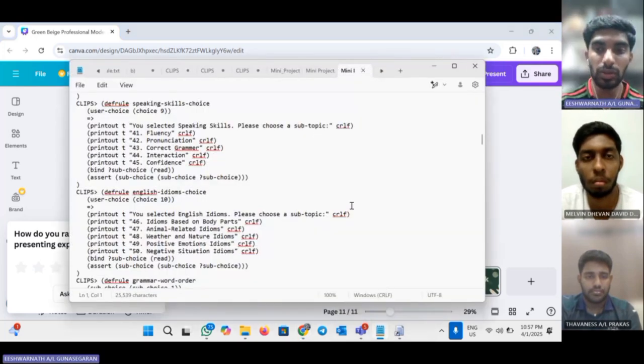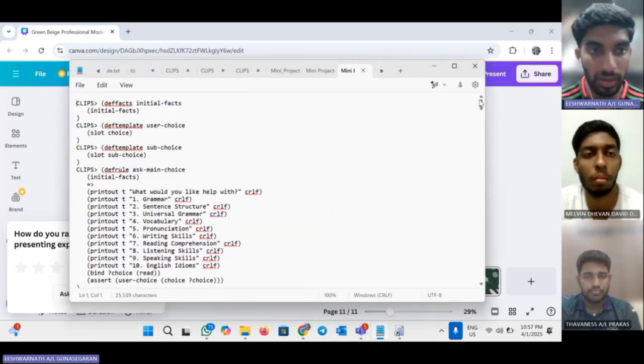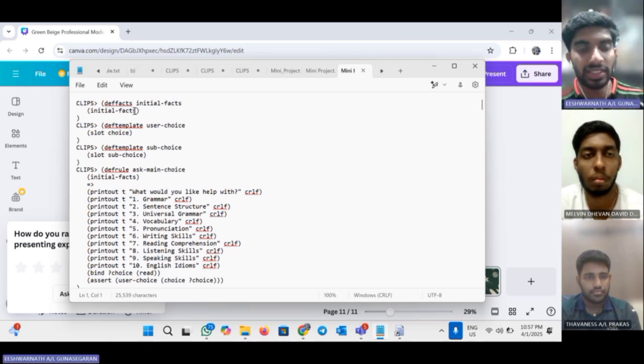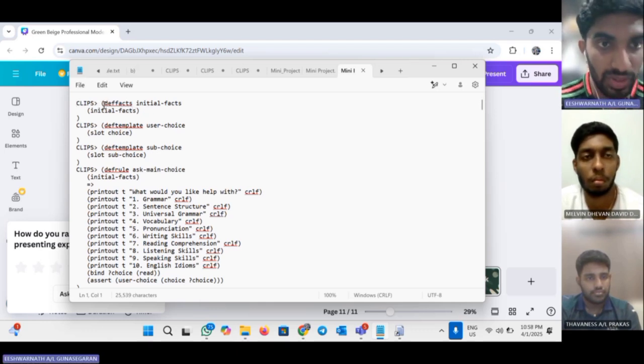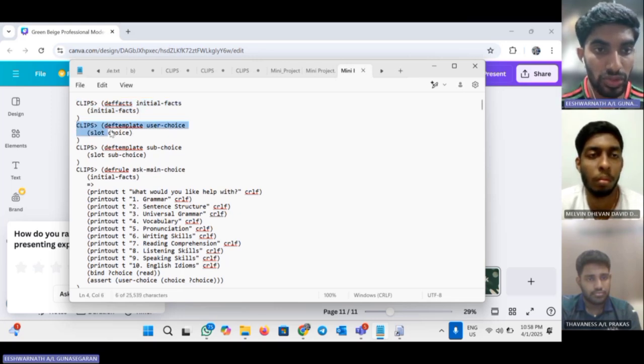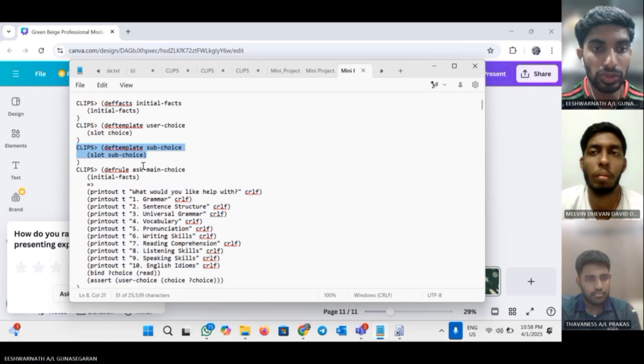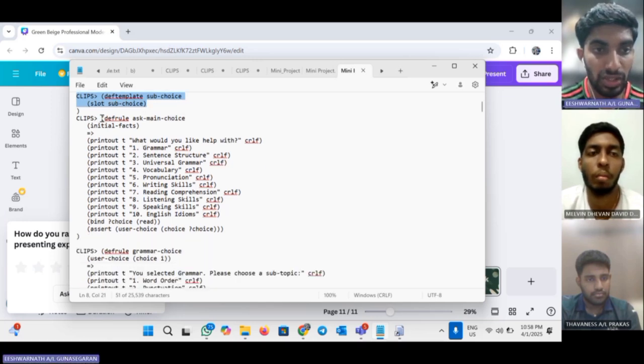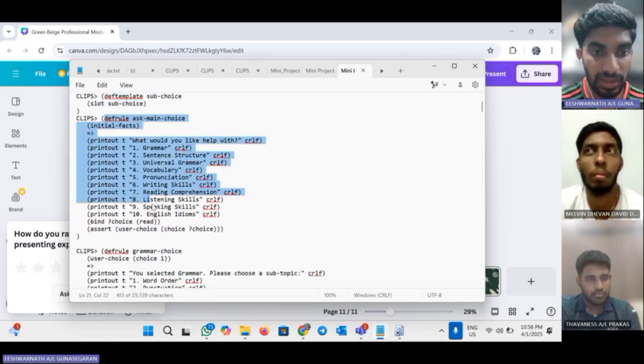First, I will show the codes that we did for our project. As you can see, we start with the initial facts. We declare the initial facts, and then we also declare a code for the user choice, which is the main choice. Under the main choice, we also included coding for sub choices. These are the main declaration code for the initial facts.